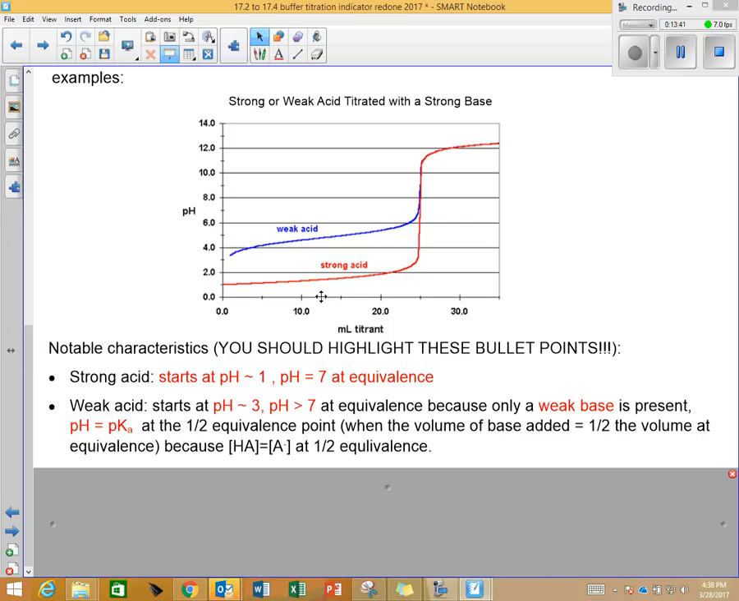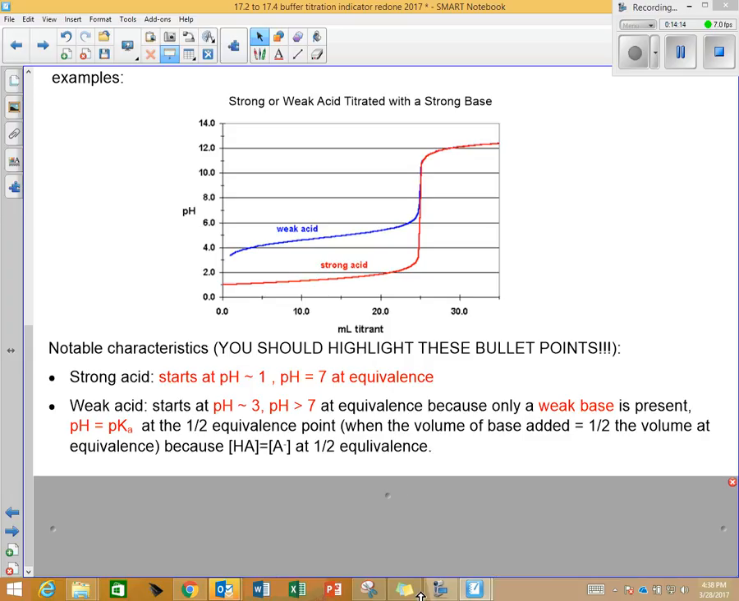And at that half equivalence point, the pH is equal to the pKa. So if I wanted to find the pKa for this weak acid, I'd go to 12 and a half mils. I'd go up to the graph for the weak acid, and I would read the pH. And I'm going to do that a little later. So the pKa for this weak acid would be about 5, because half of 25 is 12 and a half. Go up to the curve, read the pH, 5. Okay, and we'll learn this a little later.